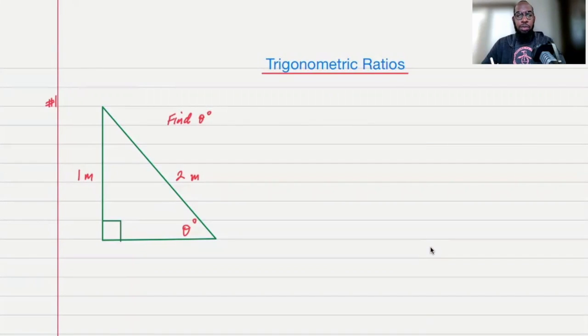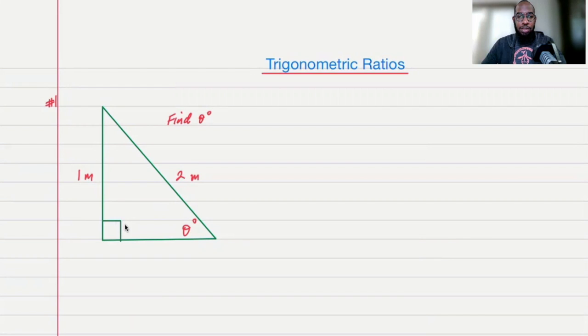Trigonometric ratios. In this question, we have to find the unknown angle. All right, so the first thing we have to do is label our sides. This is a 90-degree triangle, and we can use trigonometric ratios with 90-degree triangles. So we need to find out the unknown angle. So we label our sides first.